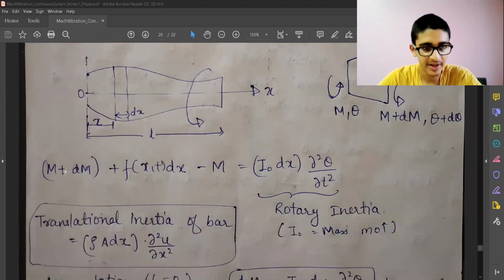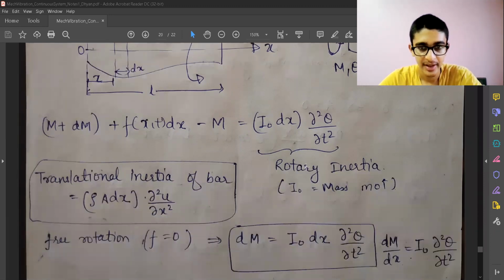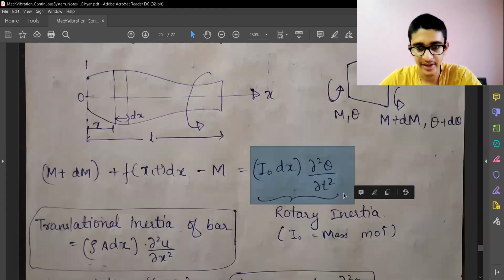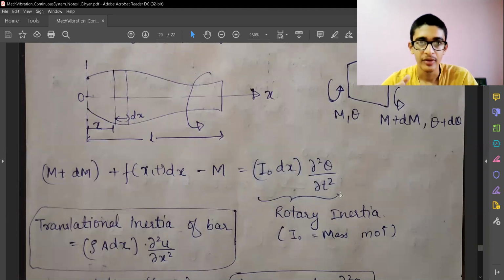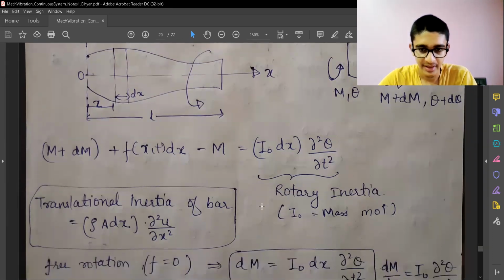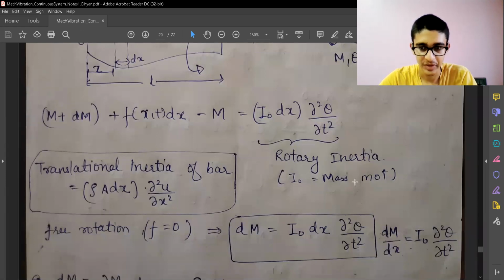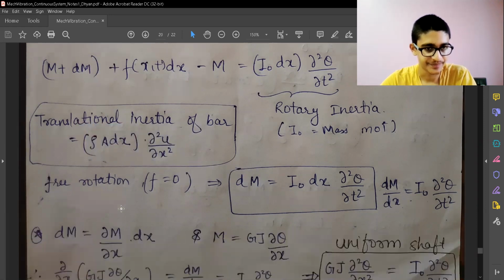So I'm writing a torque balance or moment balance equation. These are the external torques which were acting, and this is the inner rotary inertia. Since torsional vibration means rotation, a shaft anyway has a rotation, so that's what we are going to use. We'll use rotary inertia, where I naught is the mass moment of inertia, MOI. Translational inertia, as we have seen earlier also, is rho A del x, that is the mass, into del square u by del t square. The mass has been defined as rho into volume, and volume is A dx.